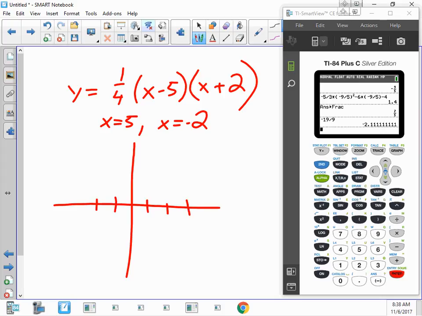-2 and 5. We know this parabola opens up. How do I find the axis of symmetry? We add the roots together. What is 5 minus 2? 3, and then we divide that by 2, 1.5. So 1.5, right here. That is the axis of symmetry. It's also the x-coordinate of the vertex.